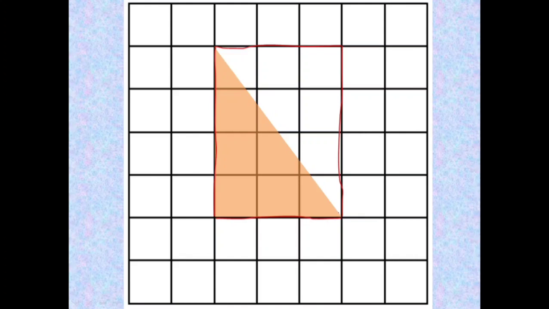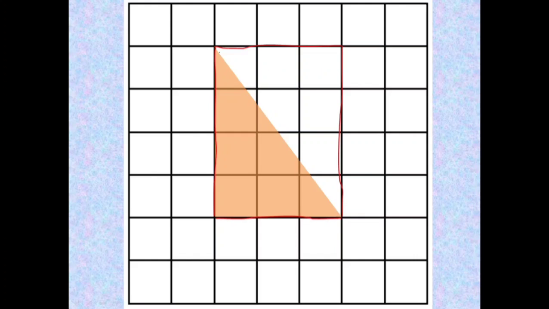Now 3 by 4 rectangle means that there are 3 squares and we have 4 such rows of 3 squares. That means the area of this rectangle is 3 fours are 12. Or we can say 4 threes are 12. So area is 12 square centimeter. Not of this triangle but of this rectangle.